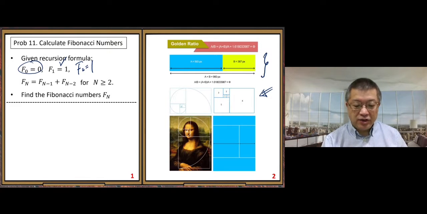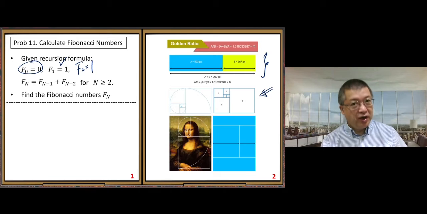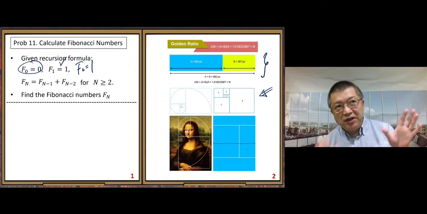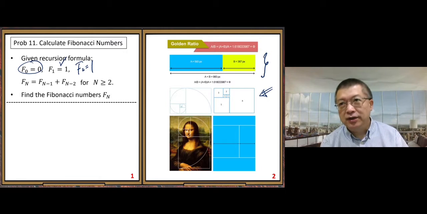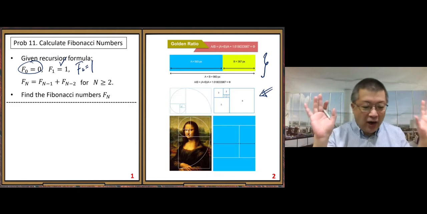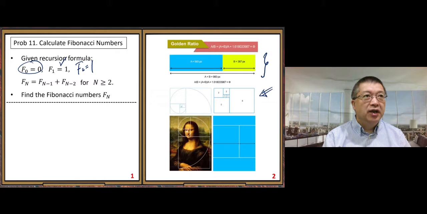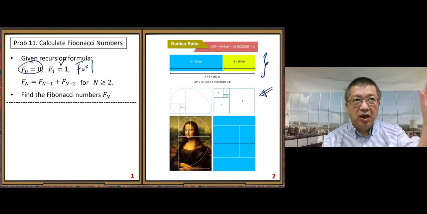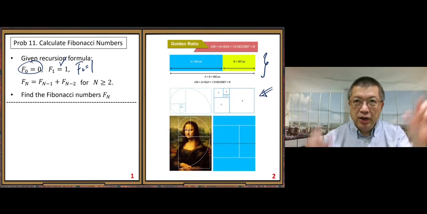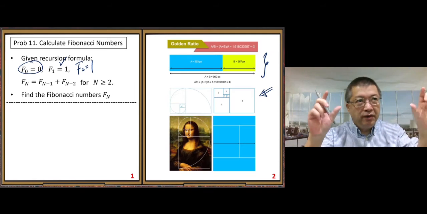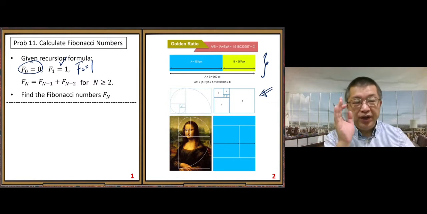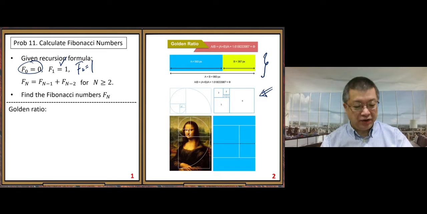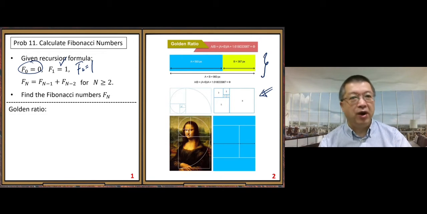Then this Mona Lisa picture, people also can discover some relationship about that. So whatever, all right, so you can see this tells us Fibonacci numbers and golden ratio are closely related. Here, we need to see why they are closely related. First, let's look at the definition of the golden ratio.